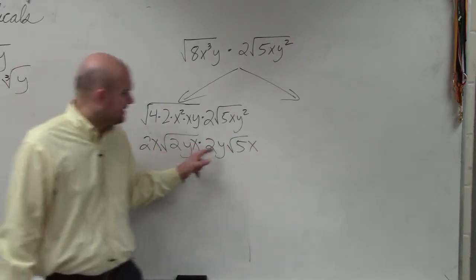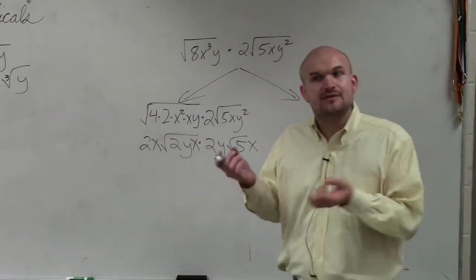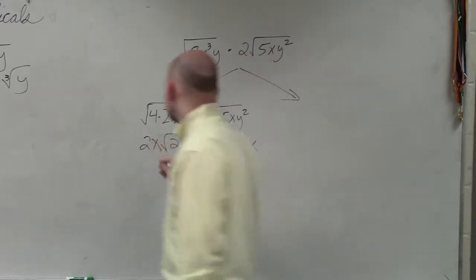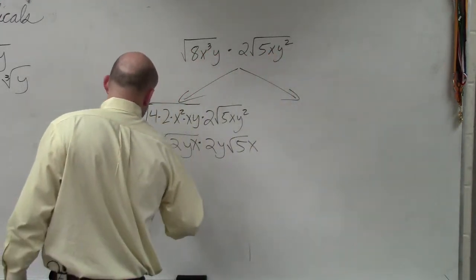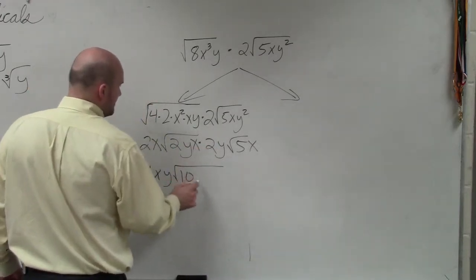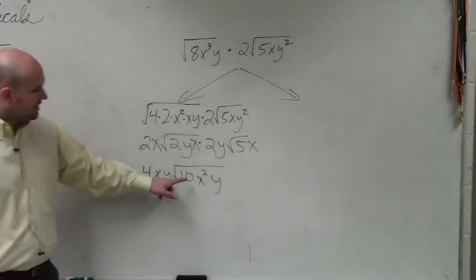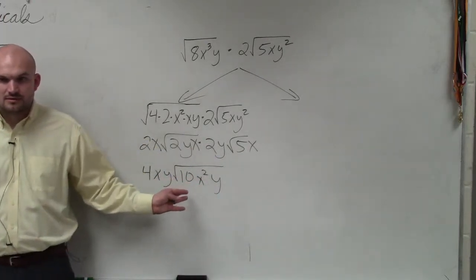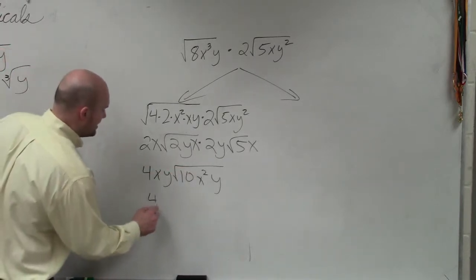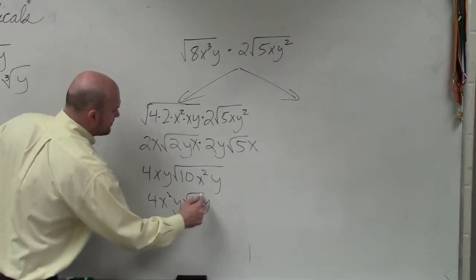Well, when we're multiplying, we just multiply the numbers outside of the radical, and then you multiply the numbers inside, the radicands, together as well. So I have 2 times 2, which is 4, x times y, times the square root of 2 times 5, which is 10, and then x squared times y. Well, can I take the square root of x squared again? Yes, the square root of x squared is x. x times x is x squared. So my final answer is 4x squared y times the square root of 10y.